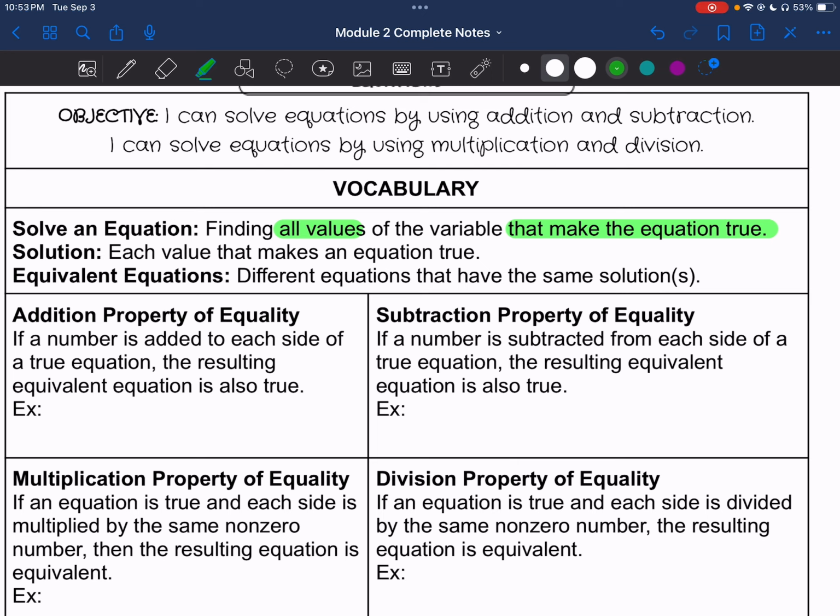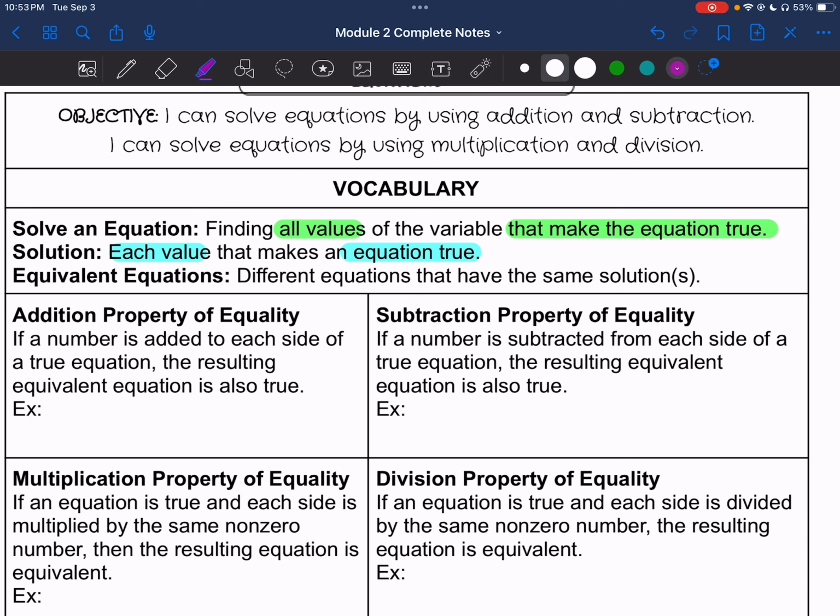So a solution, what is a solution? It is each value that makes an equation true. Okay, each value, meaning there could be more than one that would make an equation true. So that is our important piece. We're going to test to make sure equations are true.